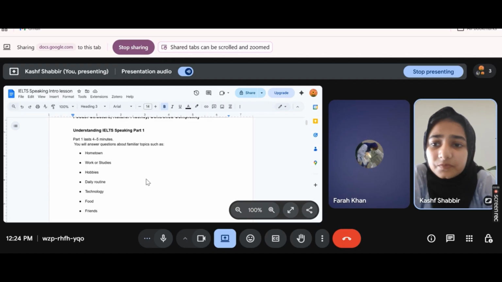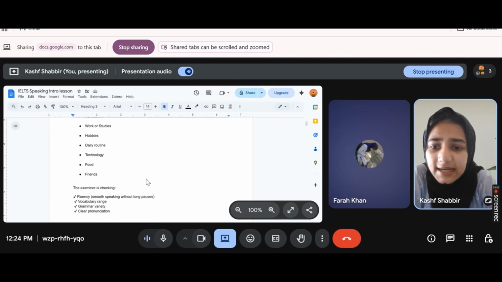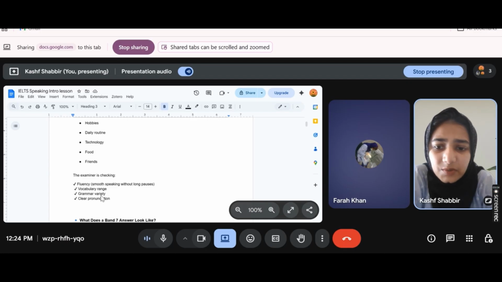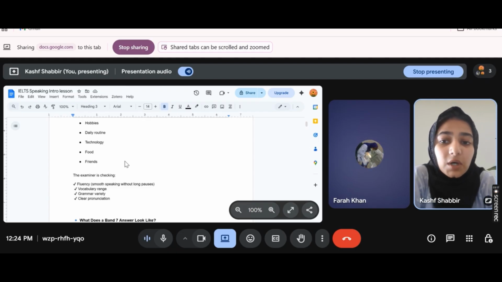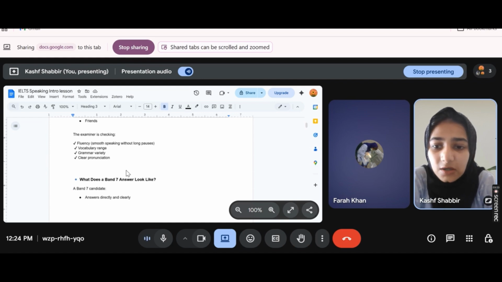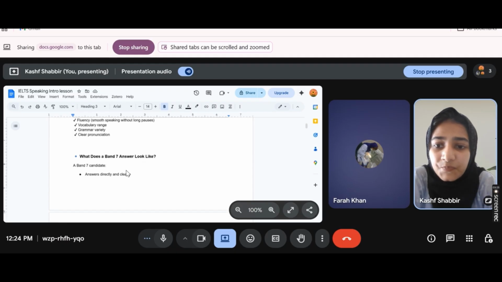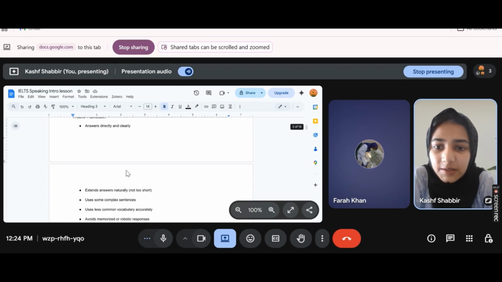Now, the second thing is that, of course, these are the four things that the examiner will be assessing, right? You should be speaking smoothly and naturally. Don't memorize your answers. Never do that. Now, we have got the basic idea about IELTS speaking part 1. Now, let's take a look at how your answer will look like.